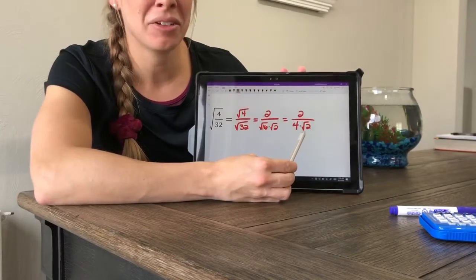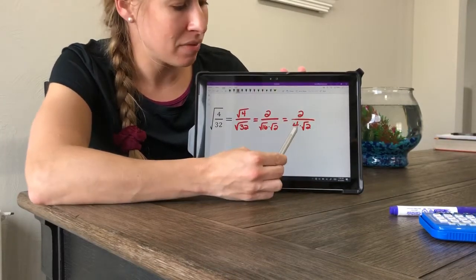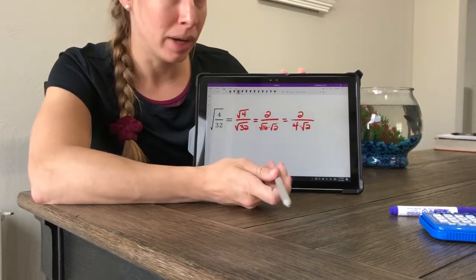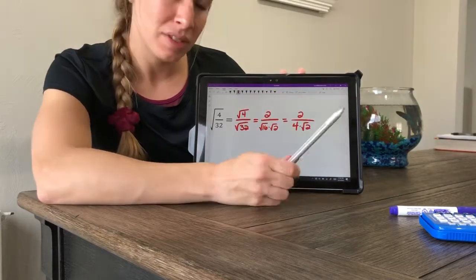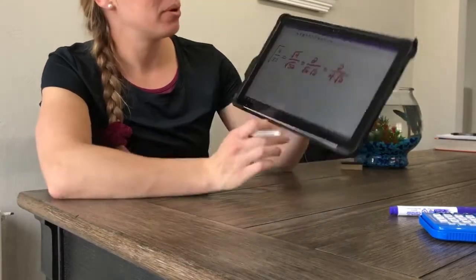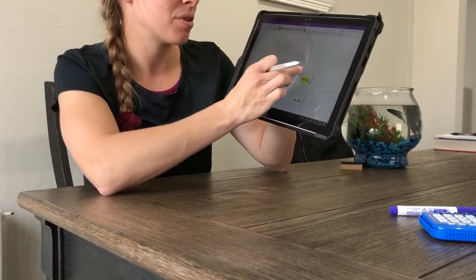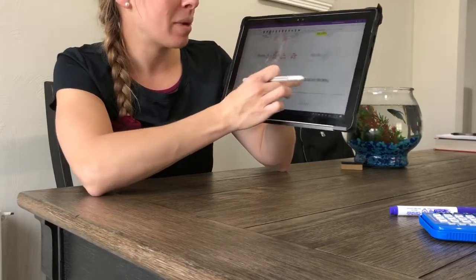Okay, but I still have a radical in the denominator. Yes, you could simplify the 2/4 right here, but we also have a radical still. So if I wanted to, I forgot what, we didn't fill out what this process was called. I was going to tell you. I'll come back to that.